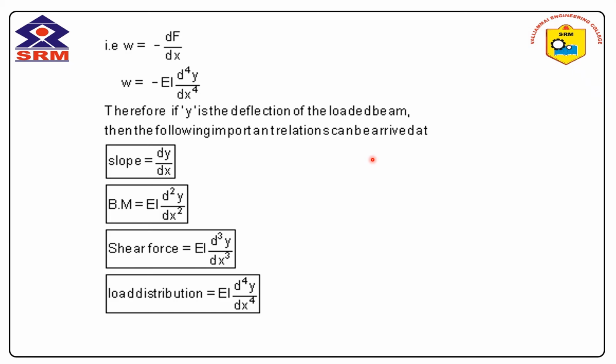Then the following important relationship can be arrived at. As I told you earlier, the bending moment equal to EI into d squared y by dx squared is the basic equation. Once you differentiate, you will get shear force. Once again you differentiate this, we will get the load or intensity of loading. Once you integrate this basic equation M equal to EI into d squared y by dx squared, we will get the slope. Once again you integrate this, we will get the deflection. So this is the basic relationship between the shear force, bending moment and the intensity of loading.